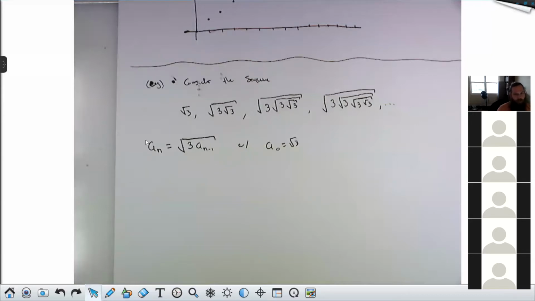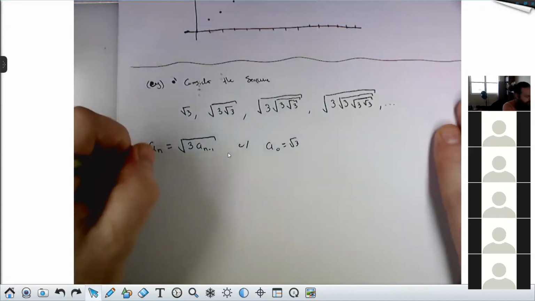So A1 would be the square root of 3 times A0, which is the square root of 3. So this is A0, this is A1. A2 would be the square root of 3 times this. This is an increasing sequence. If you take some number and multiply it by 3, it gets bigger. And when you take the square root of that, it will still be bigger than the thing you started with, because your first step was multiplying by 3, and taking the square root never kills you as much as multiplying by 3 makes you bigger.